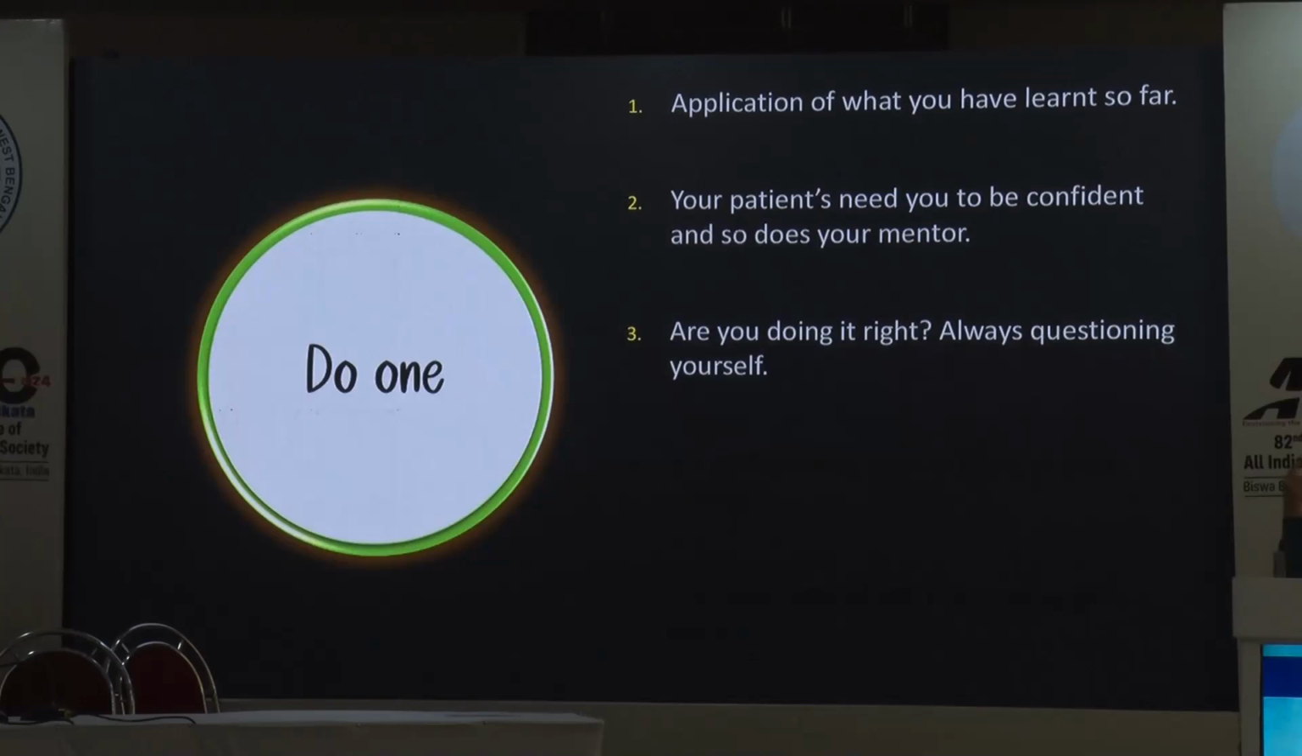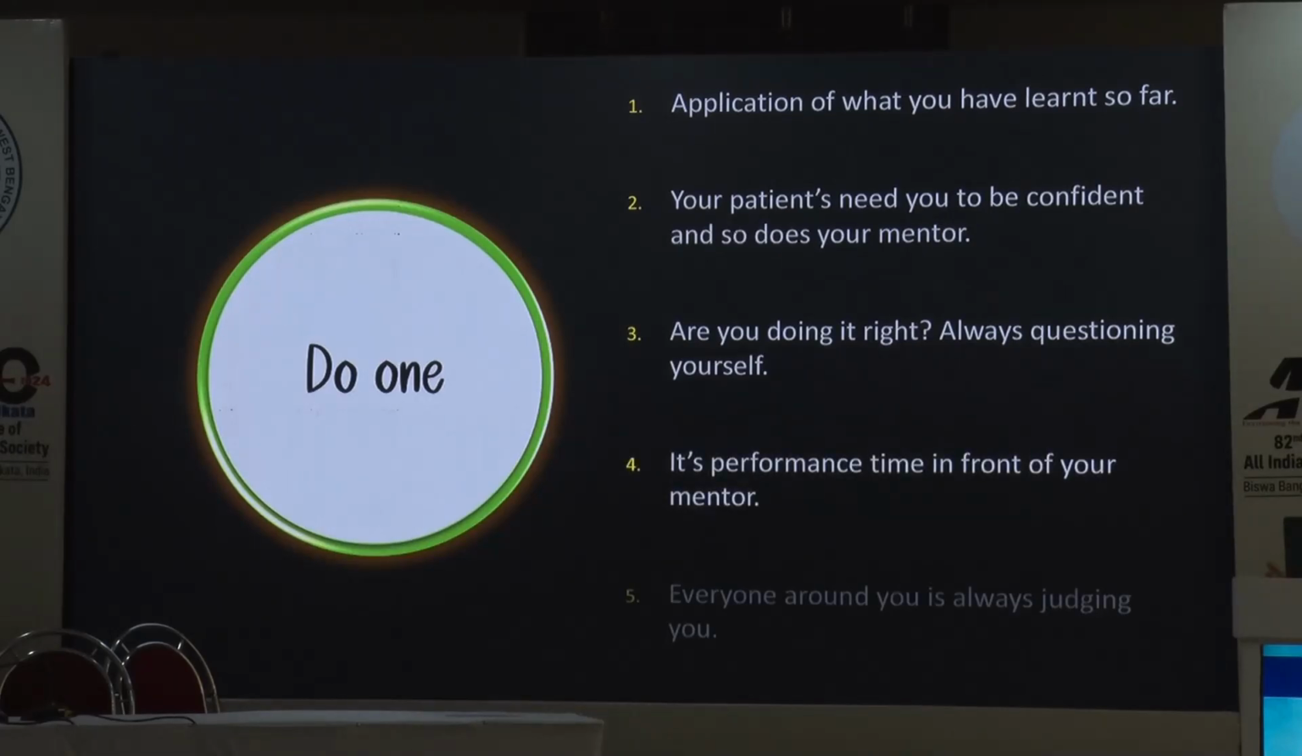Always question yourself. In the fellowship, you're absolutely in touch with the patients. You're out there, interacting with real humans. It's not like a simulation. And are you doing it right? It's performance time in front of your mentor. Everyone around you is always judging you. It's a part many of us go through because it's part of training. At the same time, it's practice.